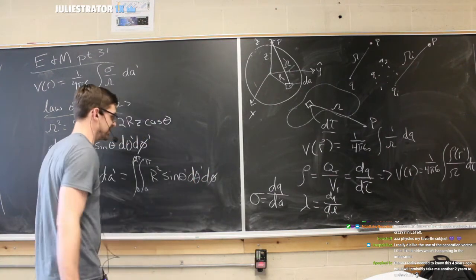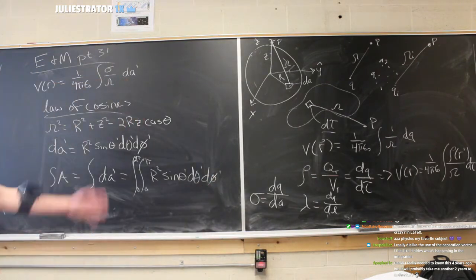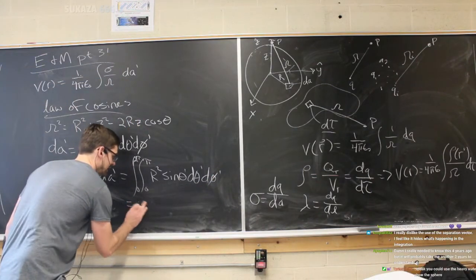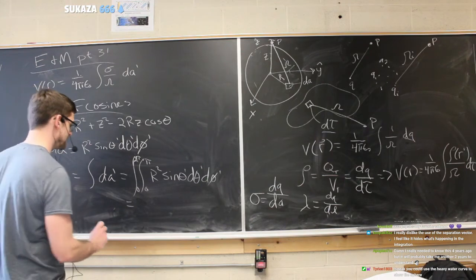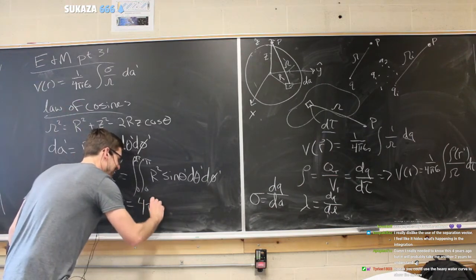Remember, primes are for dummy variables inside. And then when we evaluate this, we get exactly what you would expect for the surface of a sphere: 4 pi r squared.